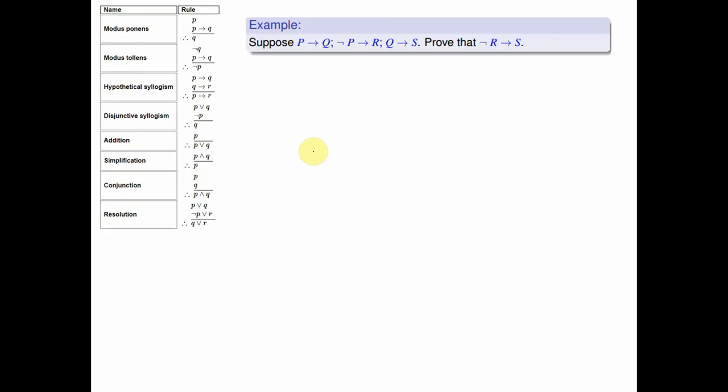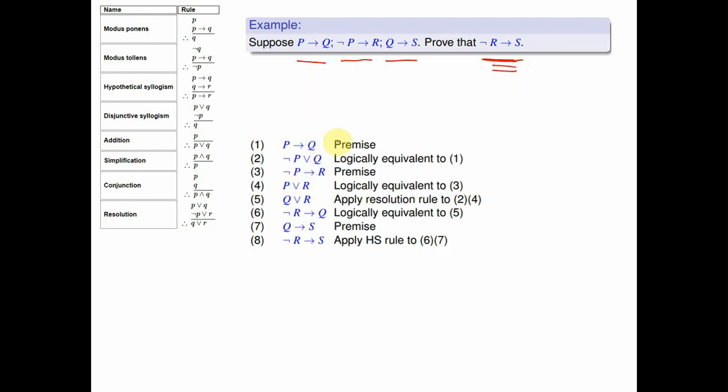Let's see one last example before we wind up. Now we have these premises, P implies Q, negation of P implies R, Q implies S. Now I have to conclude negation of R implies S. Now this question is different in the sense that the conclusion again is not an atomic proposition. Till now, whatever problems we have seen, in all the cases the conclusion was usually an atomic proposition. But here even the conclusion is a compound proposition. So let's see. P implies Q, given premise.